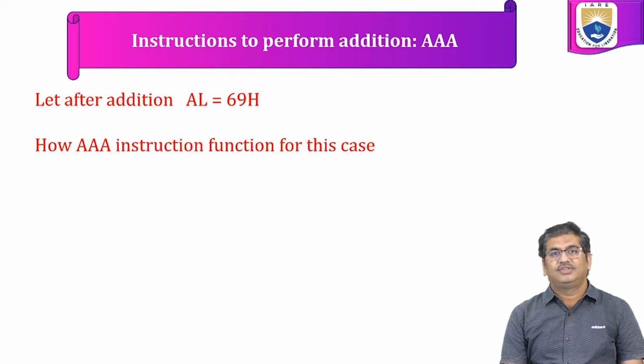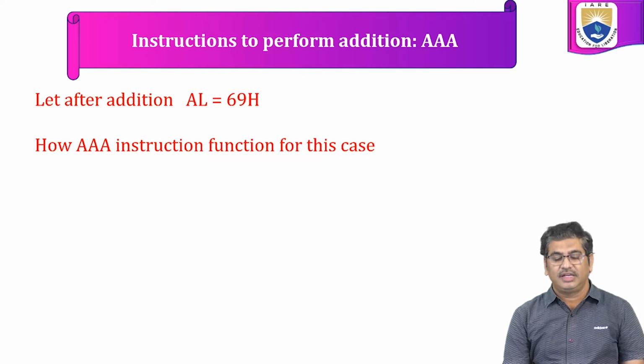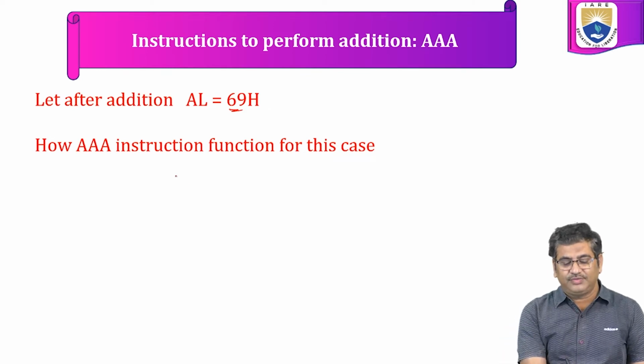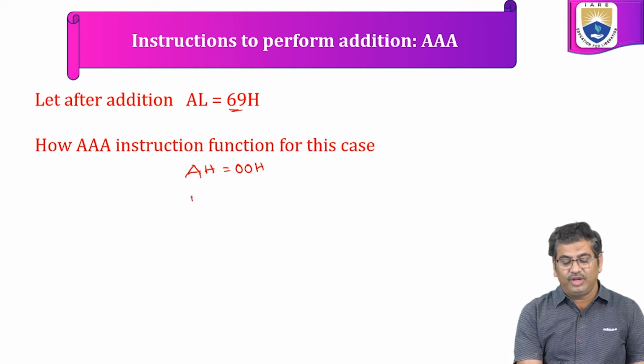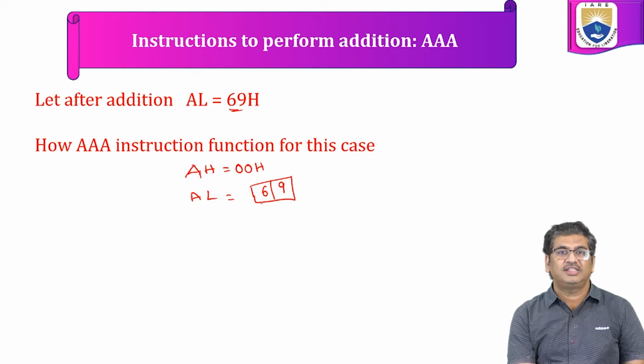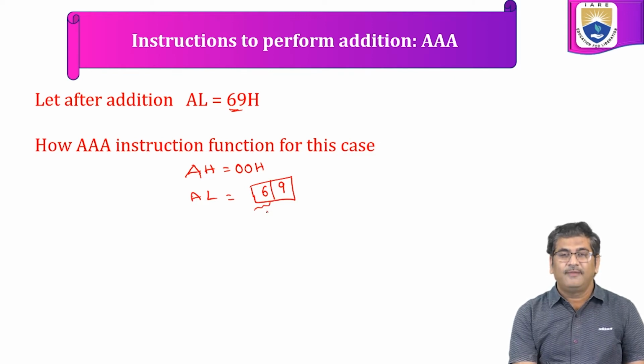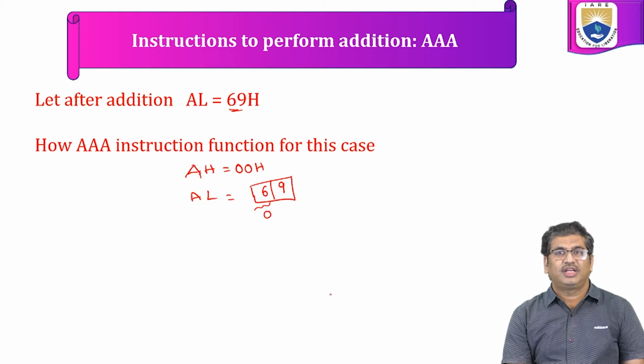Now we will move to another example, where assuming the result after addition, the AL register content is 69H. For this case, how will the AAA instruction work? As we know, the first step is clearing the AH register, so AH is equal to 00H. Then we have to examine the AL register. The lower nibble is 9, the upper nibble is 6. First we have to clear the upper nibble before checking the lower nibble.